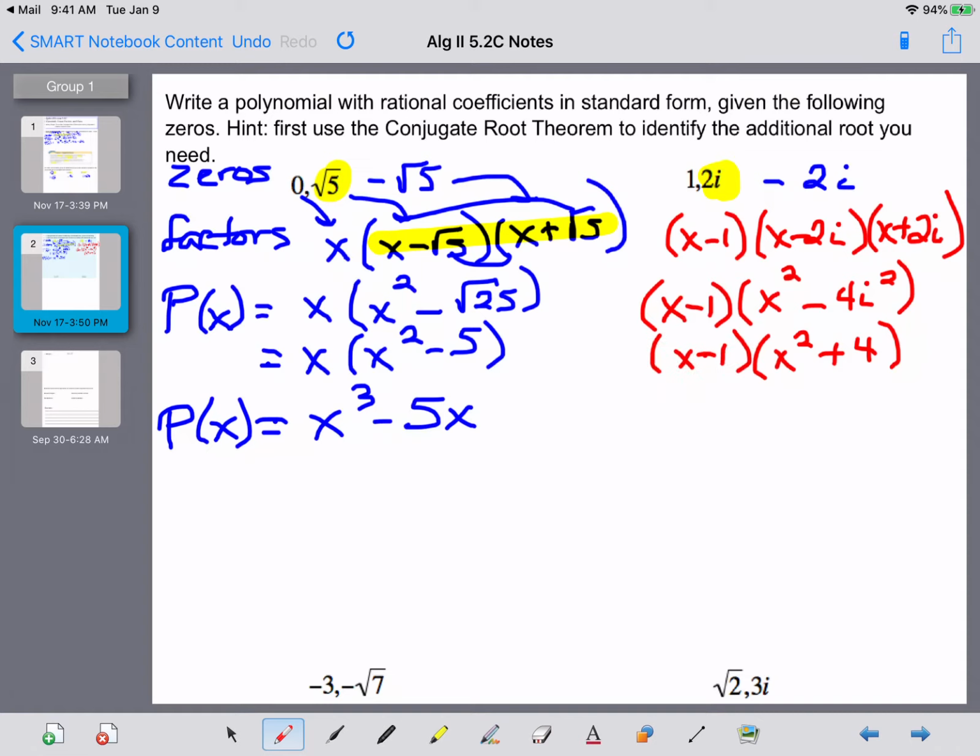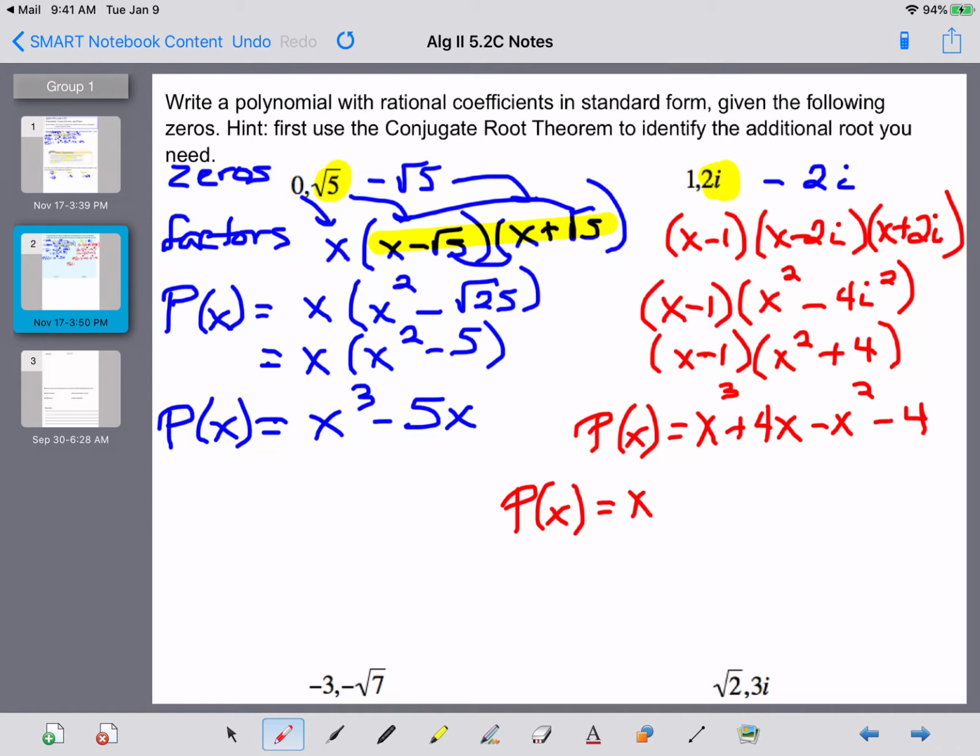Now I can FOIL those two things together. So my polynomial p of x, I'm going to have x times x squared, which would be x cubed. Outsides, I get x times 4, so 4x. Insides, negative 1 times x squared, so negative x squared. And last, negative 1 times 4 would be negative 4. Putting this in standard form, we want our degrees to be going from highest to lowest, our powers. So our x cubed would be first. Then we'd have our negative x squared, positive 4x, and negative 4 as our constant.